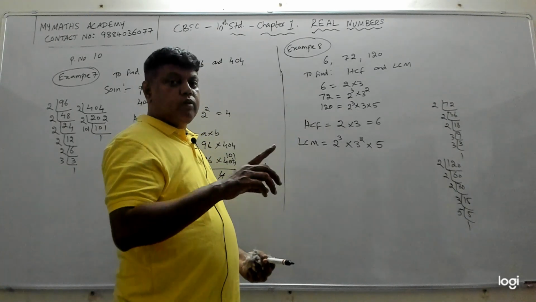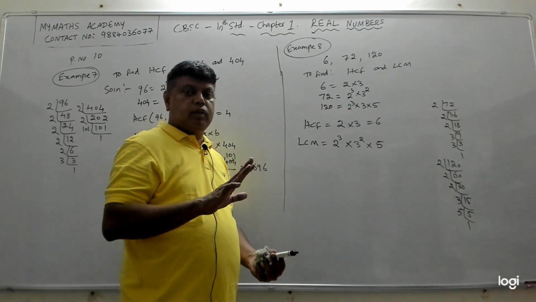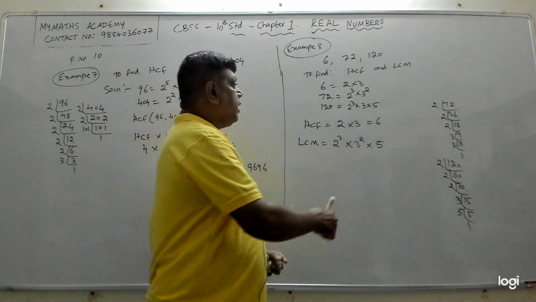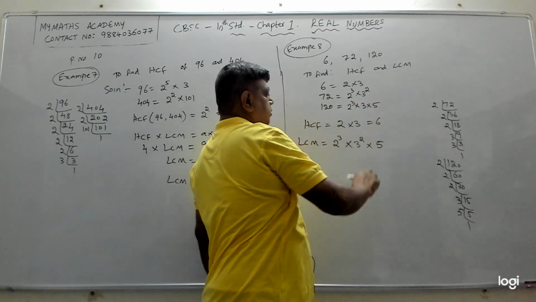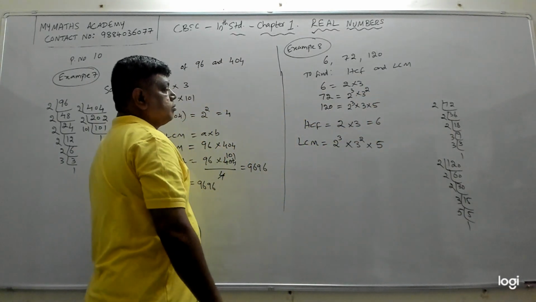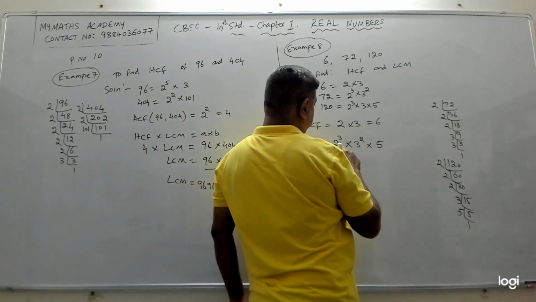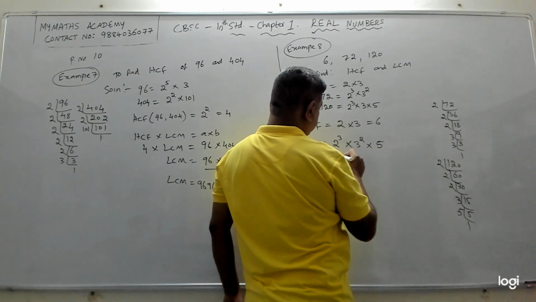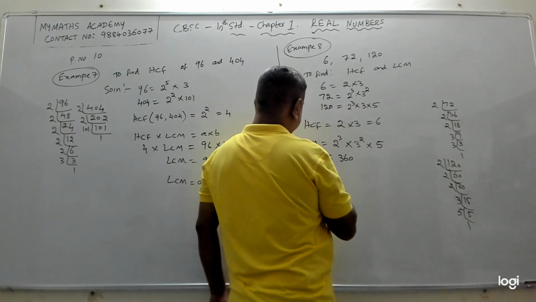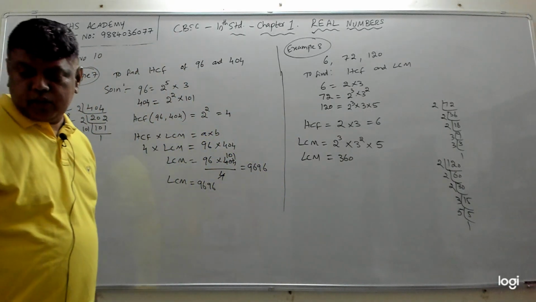If it is present in only one or in 2 out of 3, not in all the three, then you will just write again, among the ones that are present, the one which has the highest power. Right? So now if you multiply this, what do we get? 8 5s are 40, 40 into 9, 360. Sorry, LCM is 360.